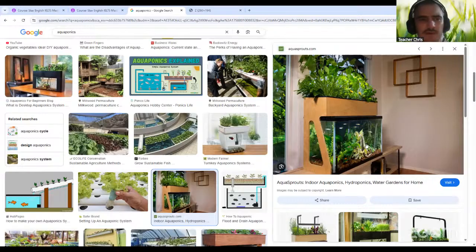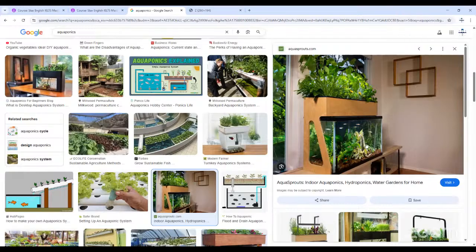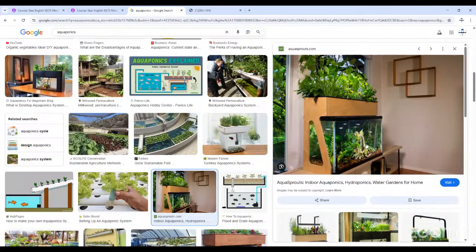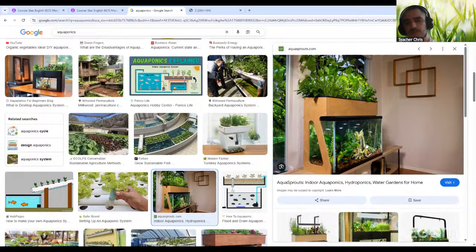How about you, Lam? What would you say are the advantages of aquaponics systems? Can you repeat your question? Sorry, I was just asking Lam because he hasn't spoken in a while. Okay. What do you think might be an advantage of having an aquaponics system for growing food?